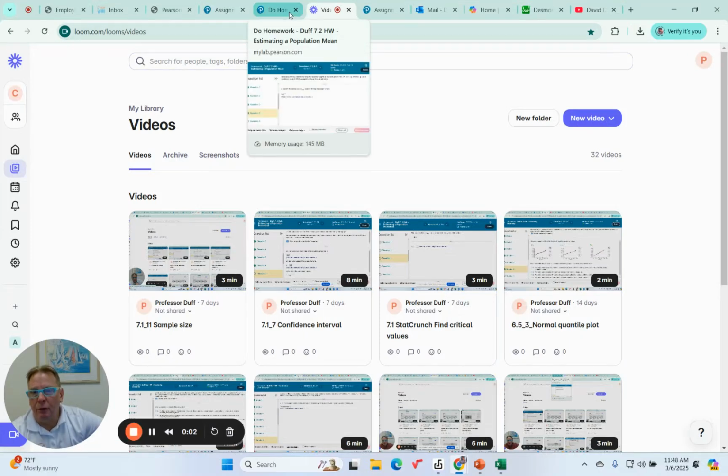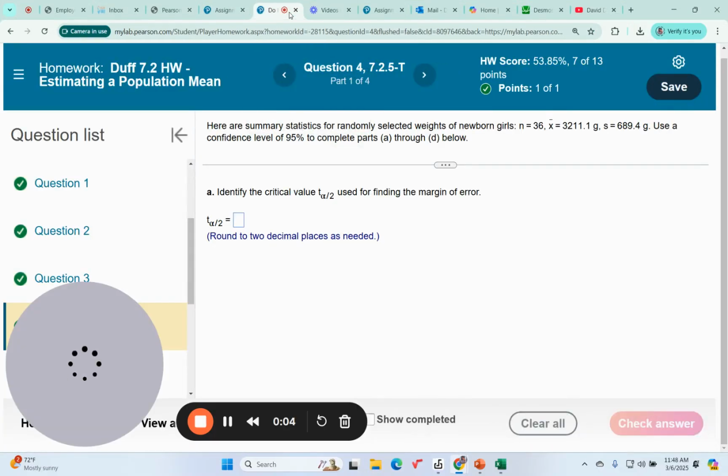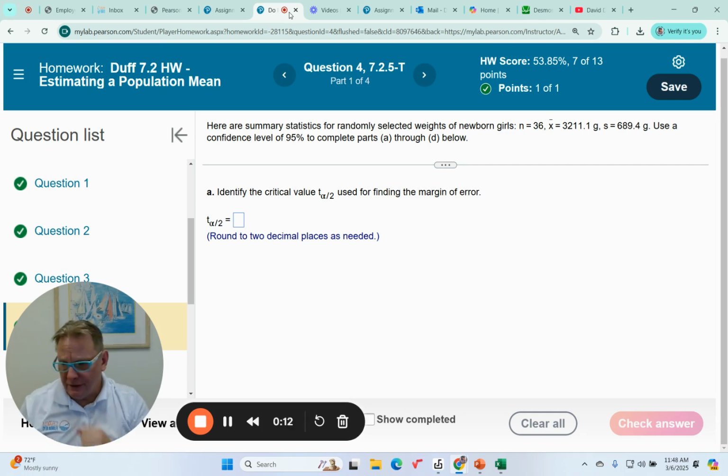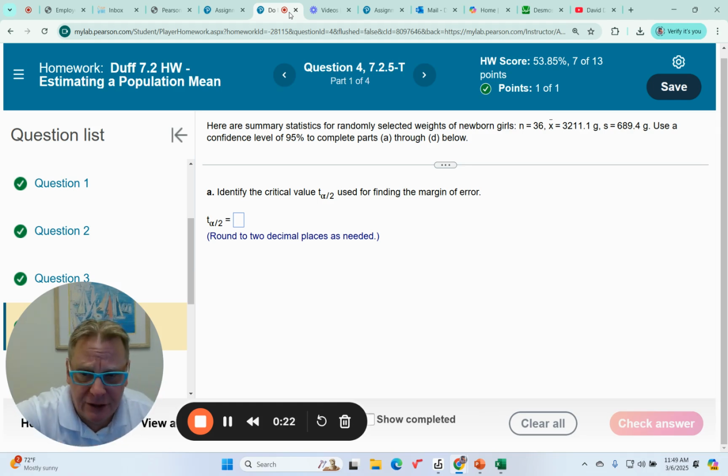All right, so let's take a look at 7.2 homework question number 4. We're given some summary statistics for the randomly selected weights of newborn girls. We're asked to use a confidence level of 95% to complete parts A through D below.